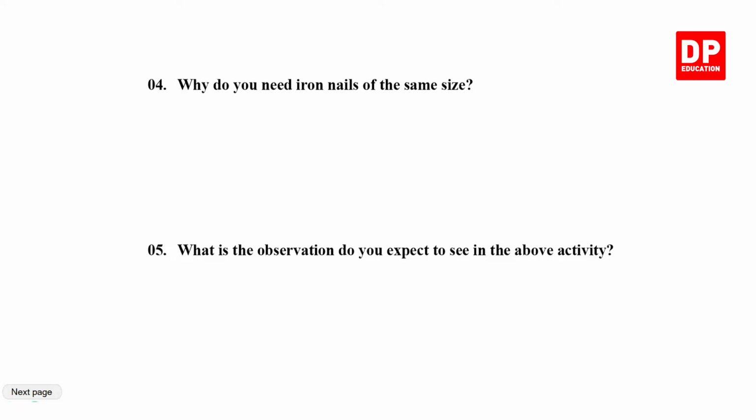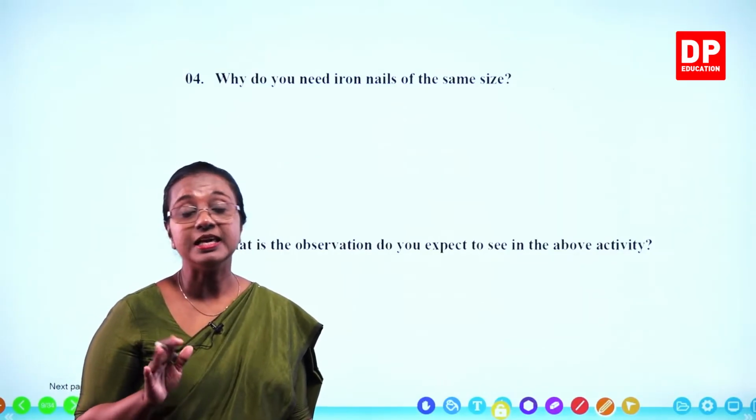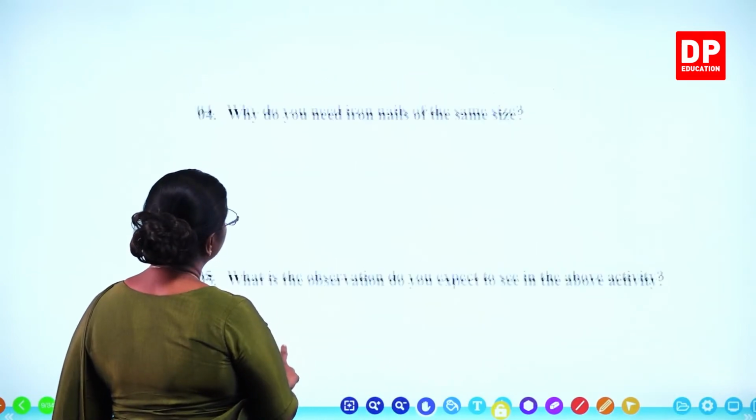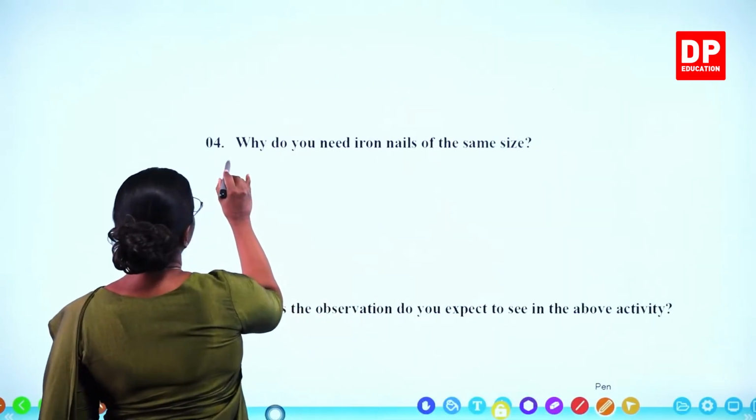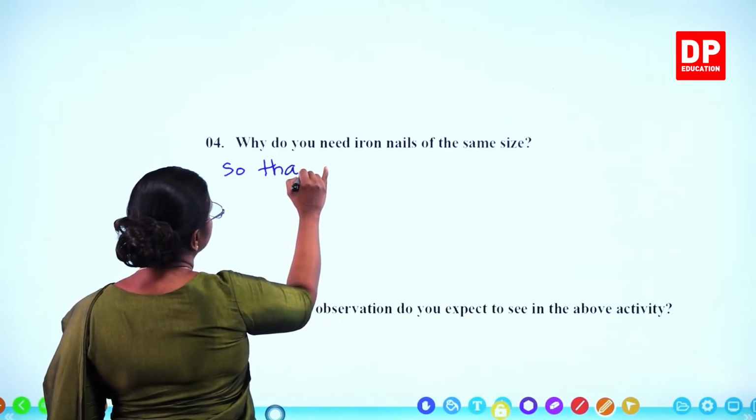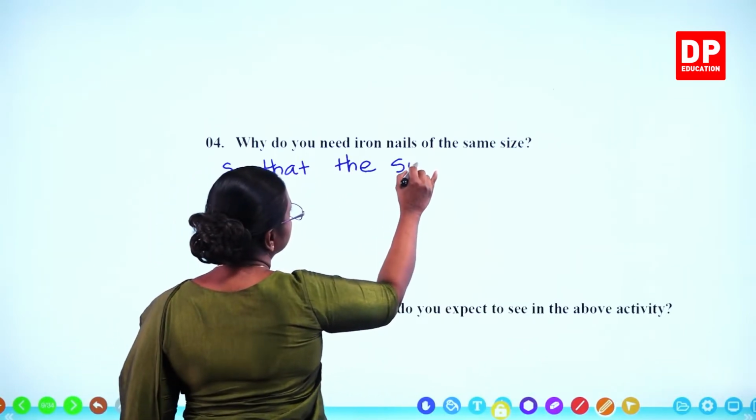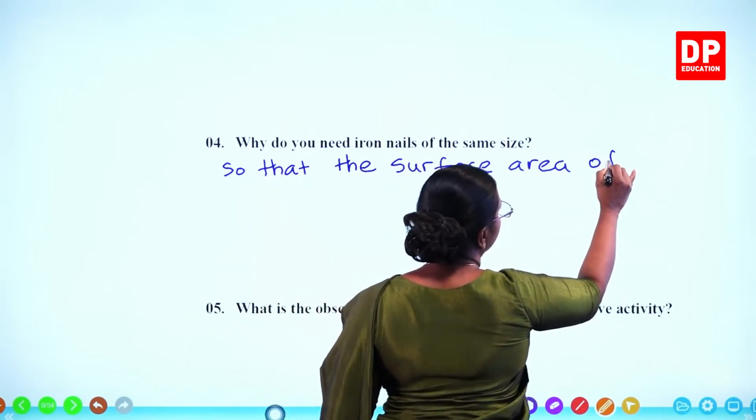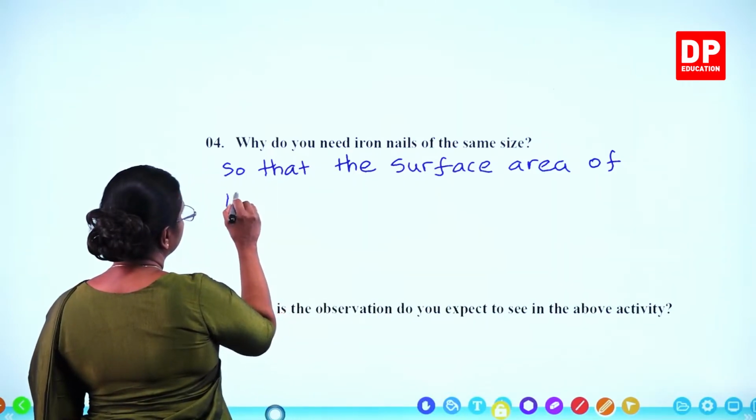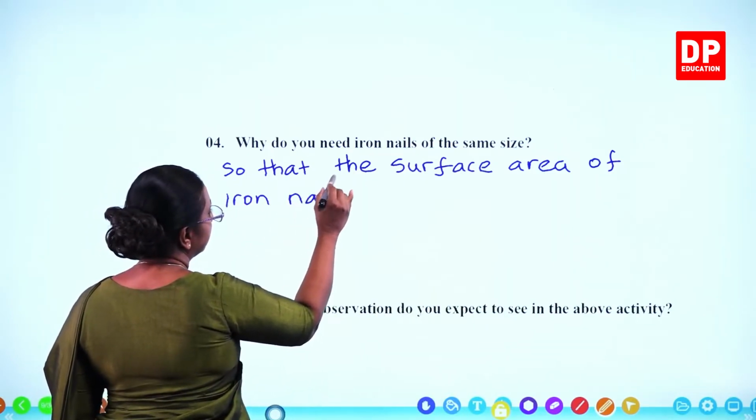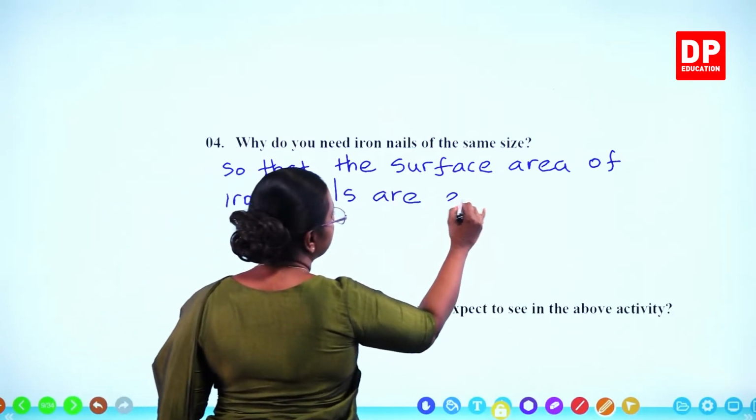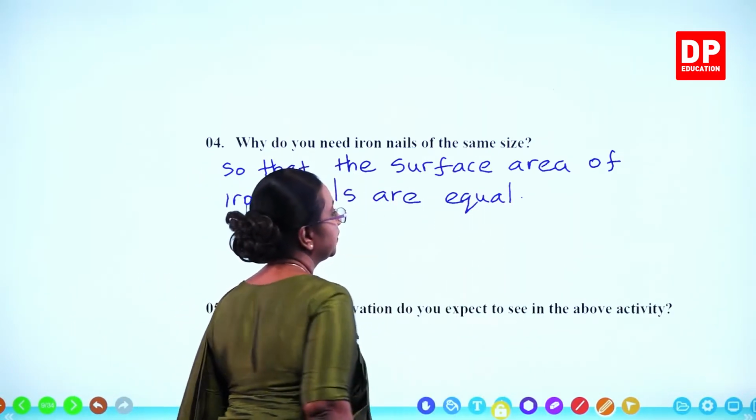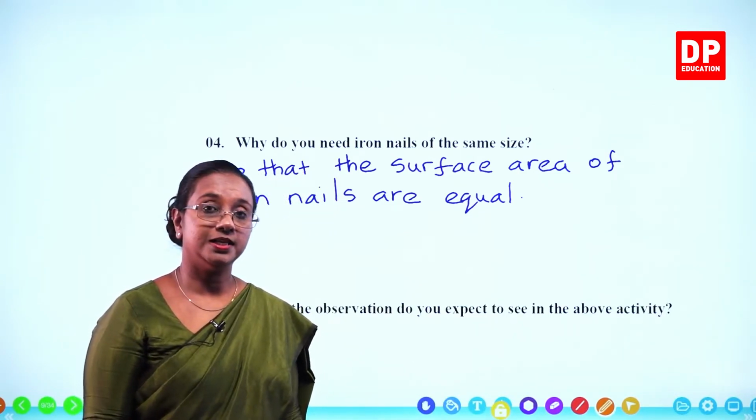Why do you need iron nails of the same size? The surface area of iron nails should be equal. So we can write that. So that the surface area of iron nails are equal. So why do we need to have it equally?